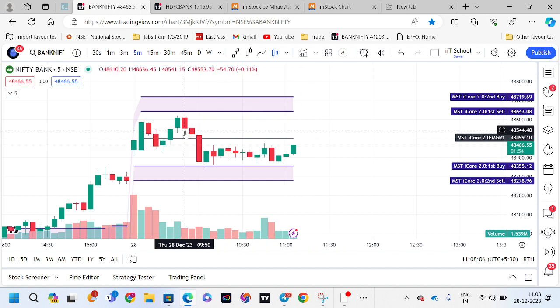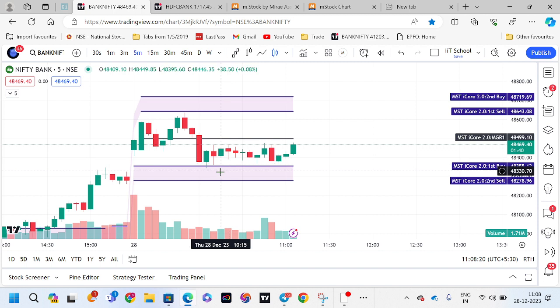Here the high made was 636 and our entry point was 643. So 7 points we missed. 7 points means around 100 rupees, so that extra risk we can take. Even if you have missed this entry, what would happen? Exactly, it has come down and it has touched our buy zone.